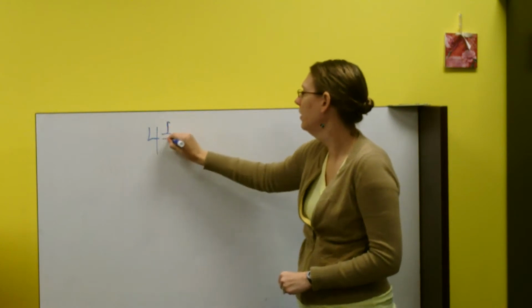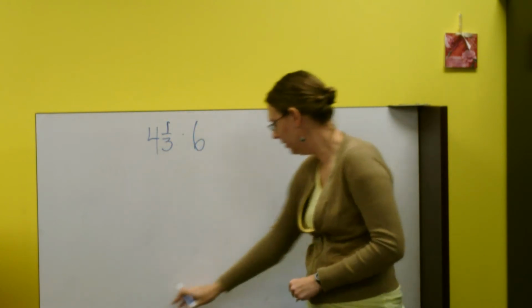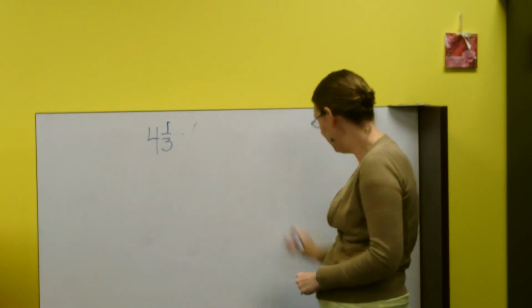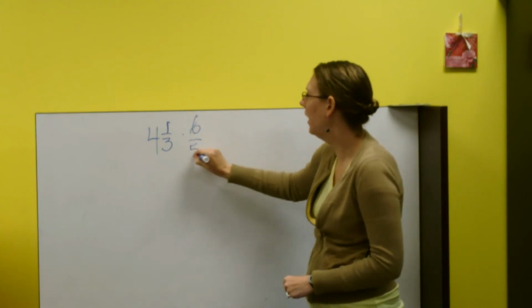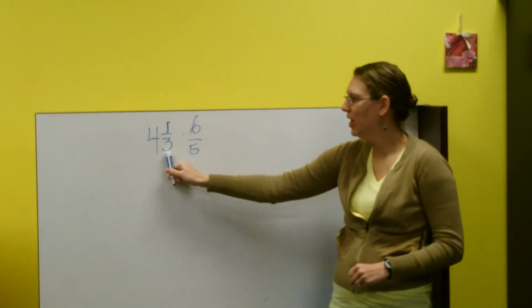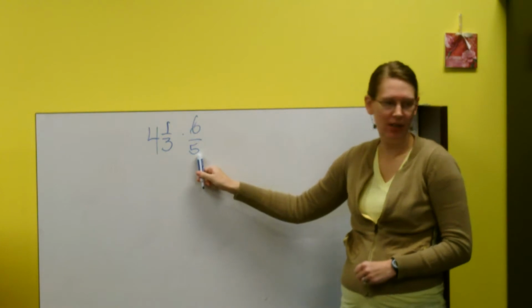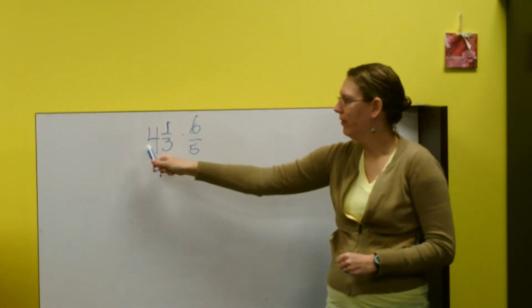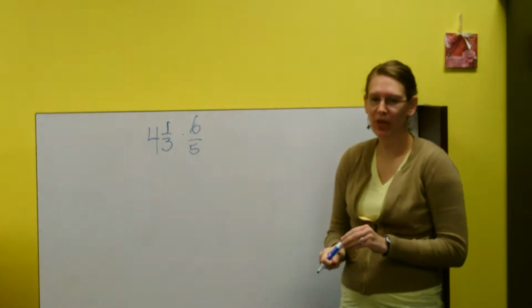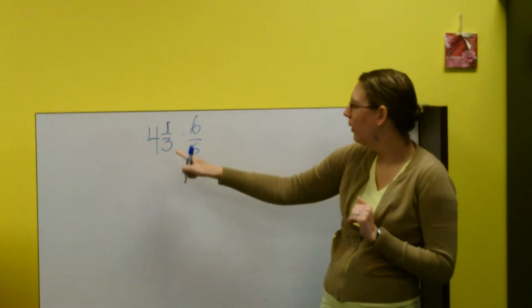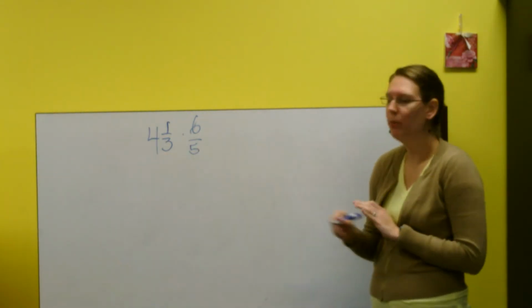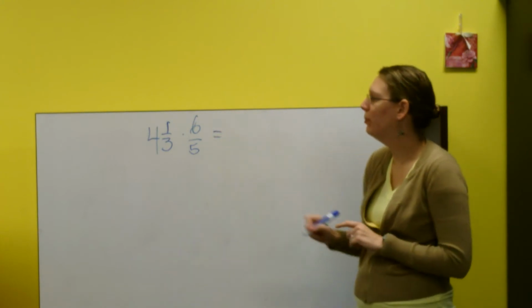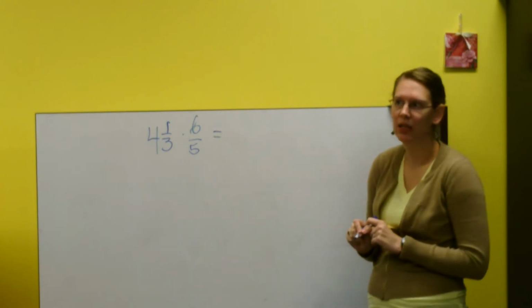4 1/3 times 6/5. We cannot just multiply the fractions. We have to multiply the improper fraction. So we need to change this. Portia, eyes up here, please. How are we going to change 4 1/3 into an improper fraction? What's your new improper fraction going to be? What's your process?